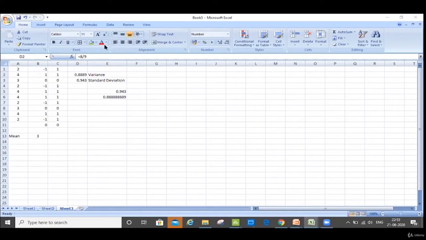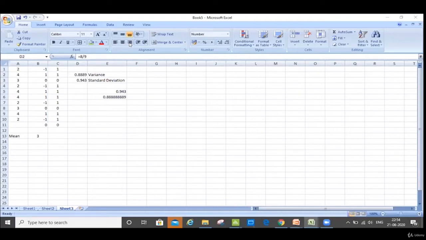Yeah. Okay. So what we did is the column A is our data set. So 2, 4, 3, these are our data. So the first step we did is we took a mean of it. So the mean came out as B13, that is 3. Then to find the variance, we subtracted the mean from each and every data point. So for B1 we did 2 minus 3, so that gave us -1, and so on and so forth.